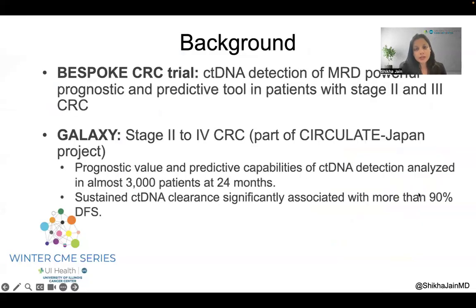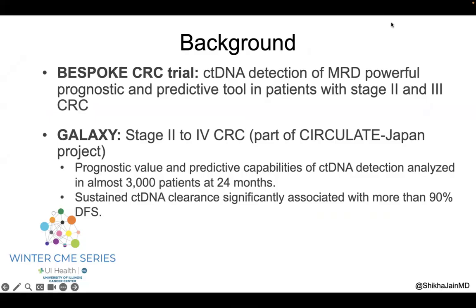So some of the trials I'll be talking about today, I'm going to be talking about the BESPOKE trial. That was a colorectal cancer trial looking at ctDNA detection of minimal residual disease, and it was able to really showcase the fact that ctDNA can be a powerful prognostic and predictive tool, especially in patients with stage 2 and 3 colorectal cancer. So that's really important for our patients when we're trying to decide adjuvant therapy versus no adjuvant therapy versus length of time for adjuvant therapy. So we'll talk a little bit about the BESPOKE trial.